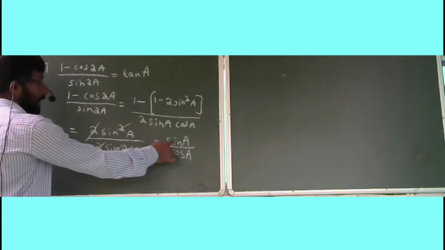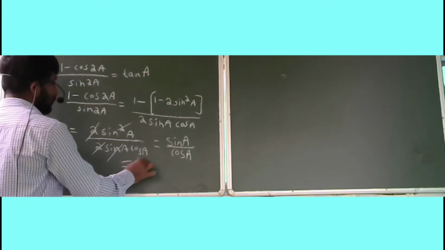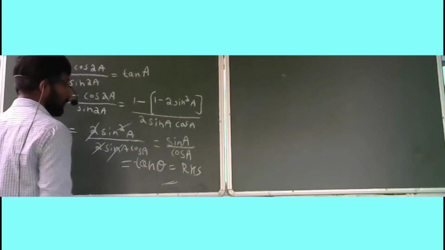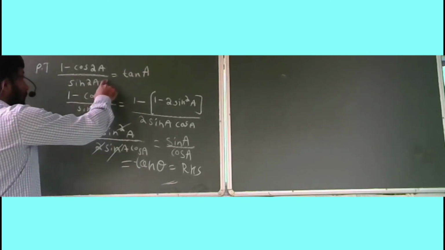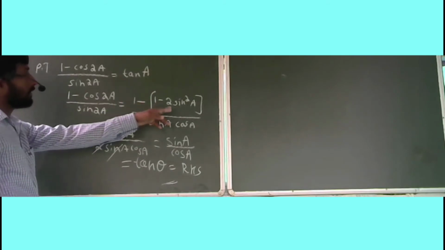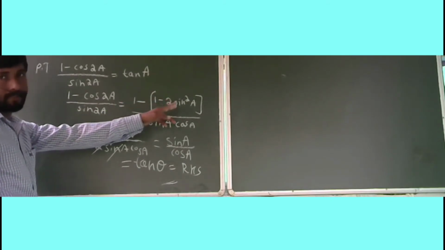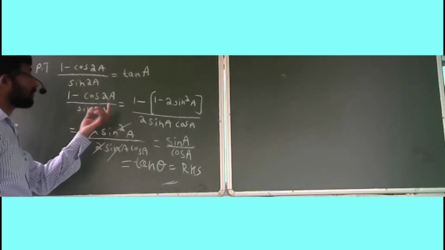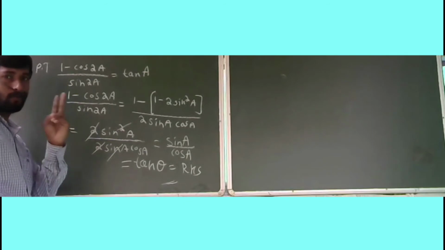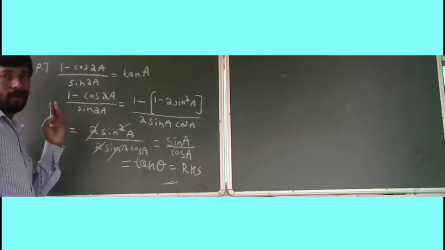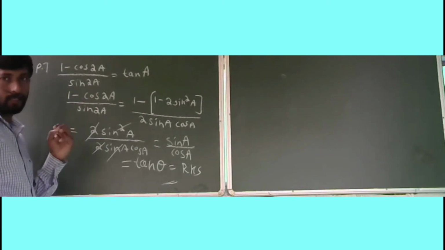We know the formula. Sine theta by cos theta is equal to tan theta. This is nothing but the RHS of the given problem. Okay. You need to remember, if this type of problem is given, you need to replace cos 2A by the formula 1 minus 2 sine square A, with sine 2A formula in the denominator. Here there is no confusion, because for sine 2A we have only one formula, but for cos 2A we have three formulas. Out of three, according to the question, you need to select the formula. Clear?